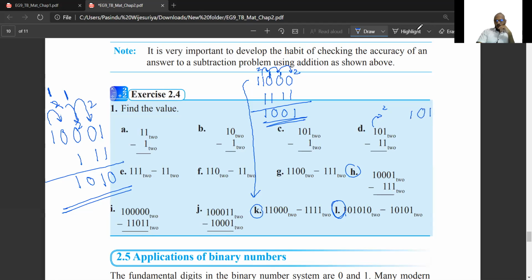1 0 1 0 1 0. Subtracting 1 0 0 1. Never mind. So from here you can't. You give this 1 to here. This will become 2. Subtract 1 from 2 is 1. Here this will be 0. 0 minus 0 is 0. Here you give 2. 2 minus 1 is 1. 0 0. Here you give 2. 2 minus 1 is 1. Simple. Answer this.